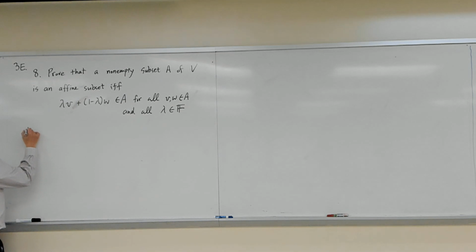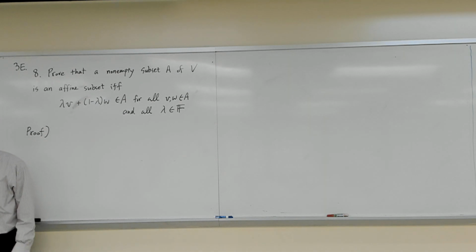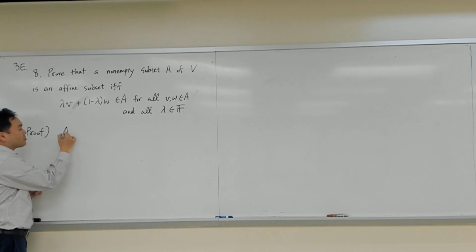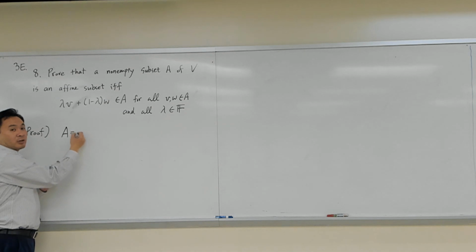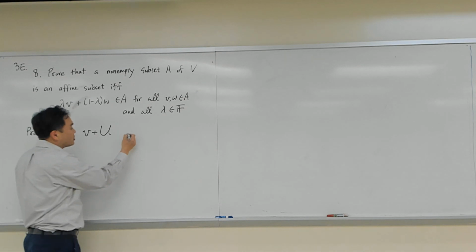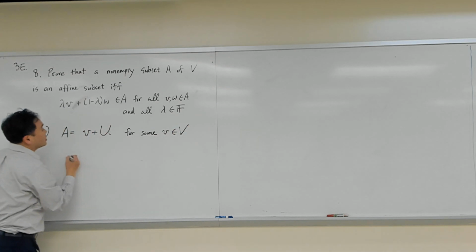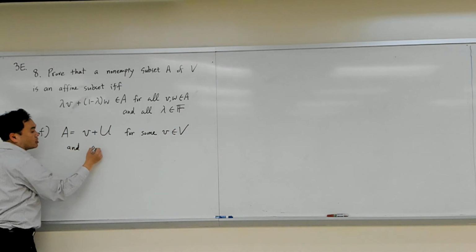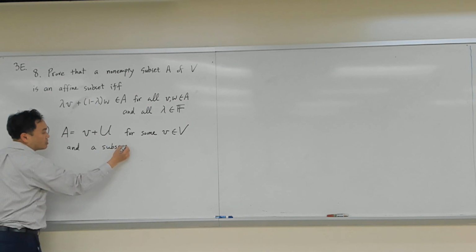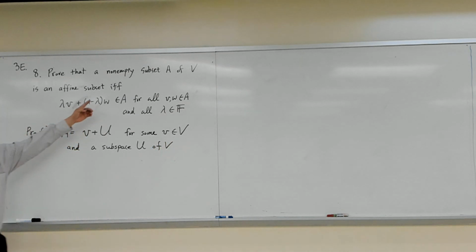Now let's try to prove this. What's the textbook definition of an affine subset? What did we say? What's an affine subset? V plus U, okay, for some V in V and subspace U of V. Okay. So since this is an if and only if statement, we have to show two directions.